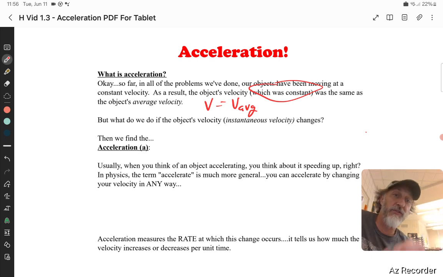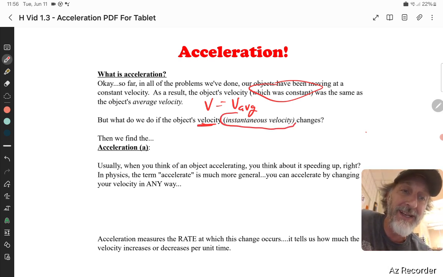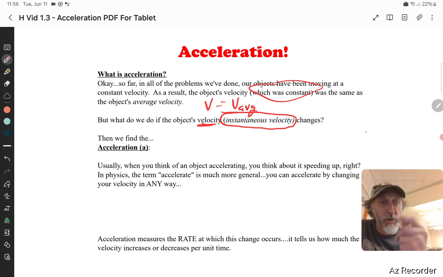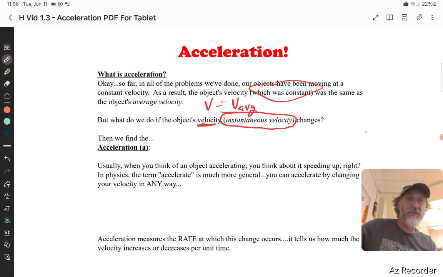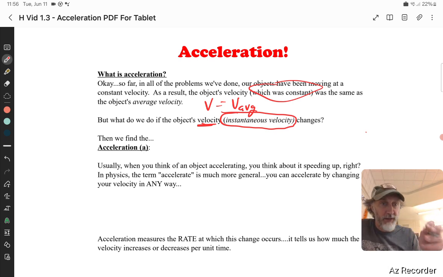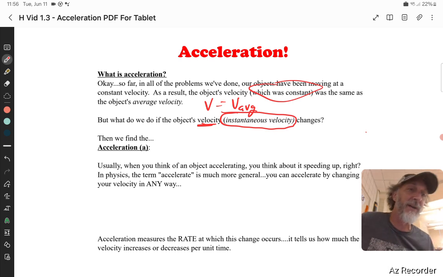Now, quick comment on this. From this point forward, whenever I use the word velocity in one of our problems, what I'm actually referring to is our instantaneous velocity. The velocity at that instant. So whenever we use the word velocity, we're talking about the velocity at a given moment, at one split second in time. Now, if the velocity is constant, easy, because it's just however fast you're going. And if I want the average velocity, the problem will specifically ask for exactly that, okay?